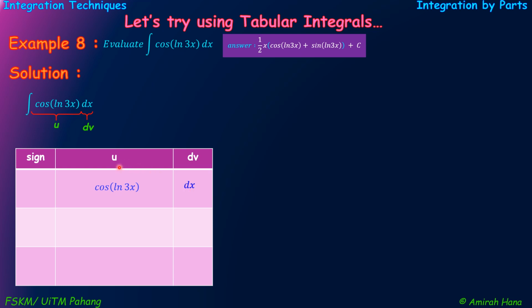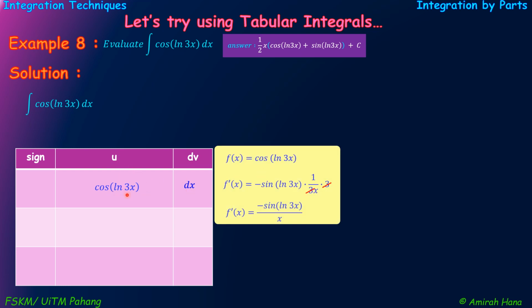And then let's finish column u first, so we know when we can stop the row, right? So to differentiate cos ln 3x, let's say we have f(x). Okay, we put f(x) equals cos ln 3x. When we differentiate f(x), we get f prime x, and we differentiate cos ln 3x using the composite rule, because this is a composite function. Okay, we cannot differentiate this function using the product rule because this is not a multiplication function, right? So when we differentiate cos ln 3x, we get negative sin ln 3x times, we differentiate ln 3x, we get 1 over 3x. Then we differentiate 3x, we get 3.